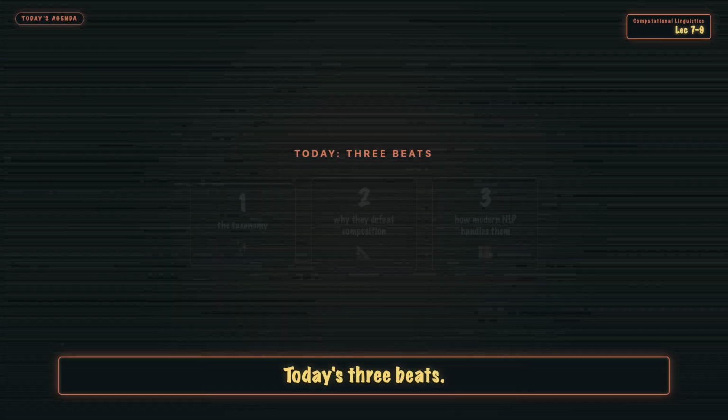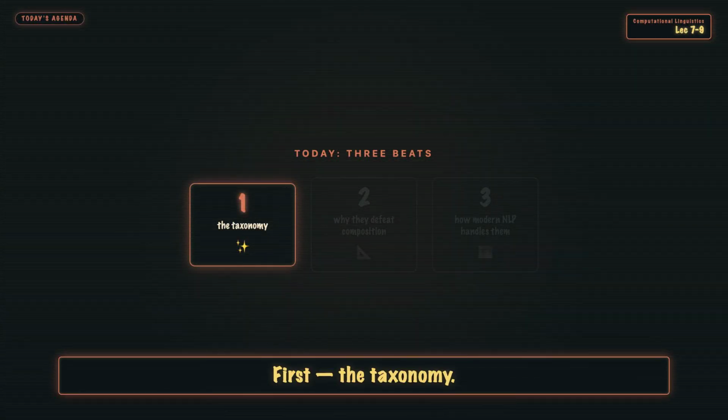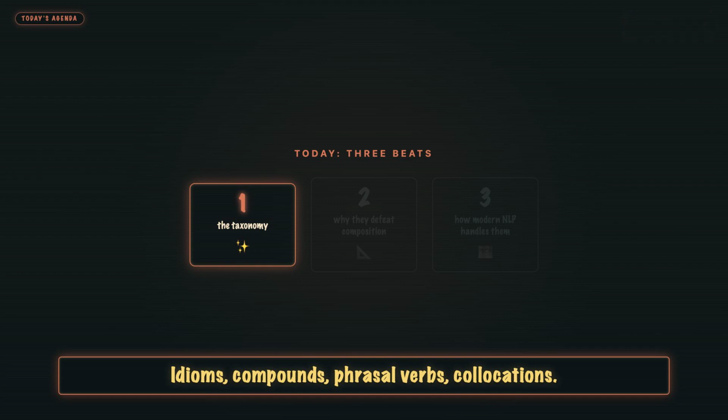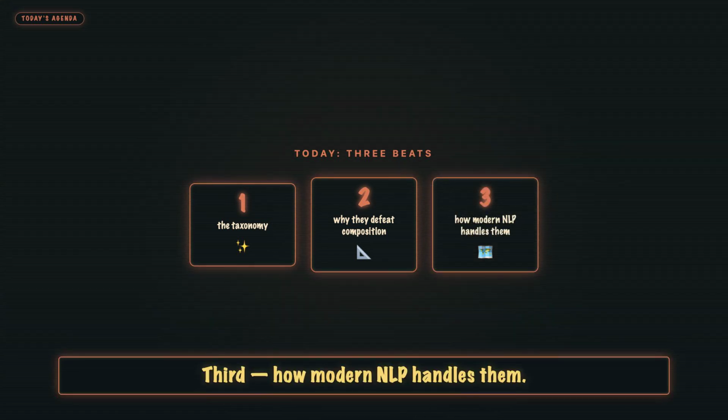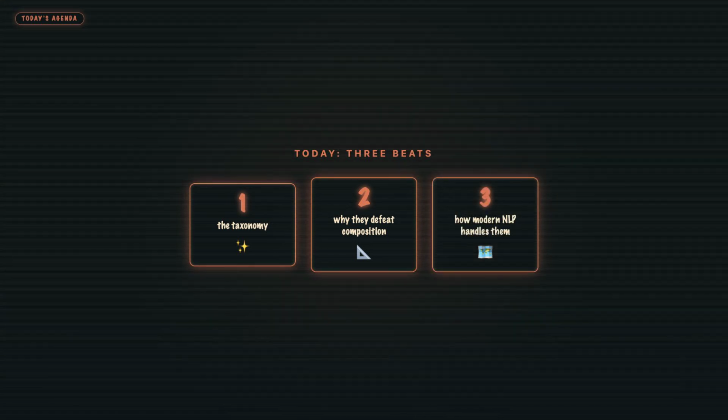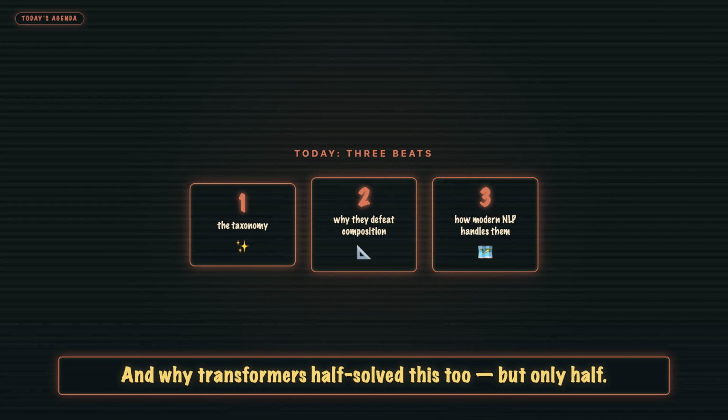Today's three beats. First, the taxonomy: idioms, compounds, phrasal verbs, collocations. Four categories, four different problems. Second, why they defeat composition, the linguistic and computational answer. Third, how modern NLP handles them, and why transformers half solve this too, but only half.